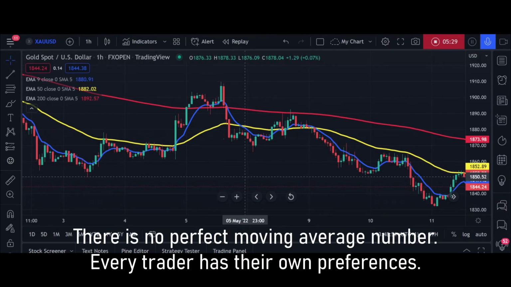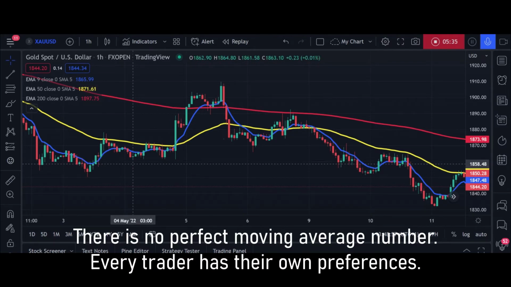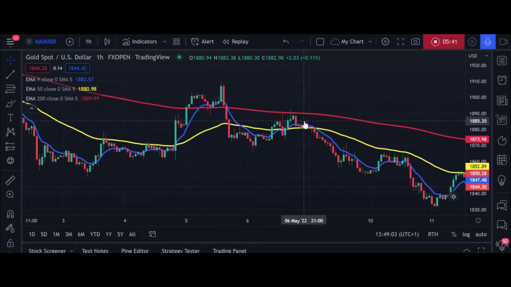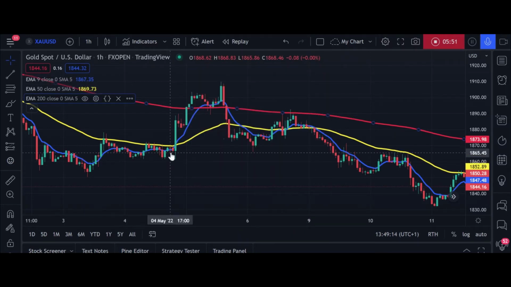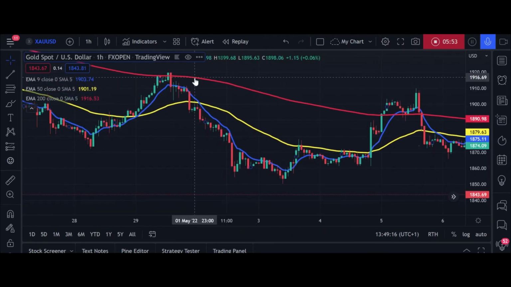There is no perfect moving average number. Every trader has their own preferences. To help new traders, we can point you in the right direction by giving you the most popular moving averages. Most traders like to use the 9 period as a fast moving average. With this, they will usually pair it with the 21 period moving average. The 50 moving average is an excellent indicator of a trend direction reversal. The 200 period moving average is useful to see the long-term trend.